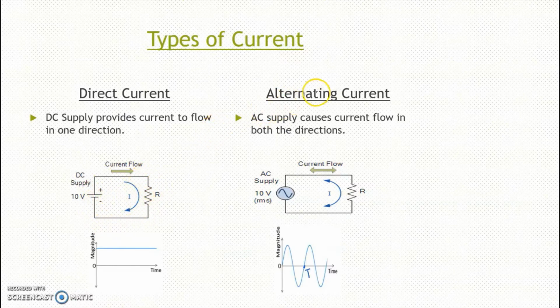Coming to alternating current, the current which flows from the AC source, the AC mains supply we have in home appliances, that is AC three-phase supply or single-phase supply, is called alternating current. The AC supply causes current to flow in both directions. Look at the waveforms, it is alternating in nature. If you look at the waveform of direct current, the magnitude of voltage or current is constant over a period of time.